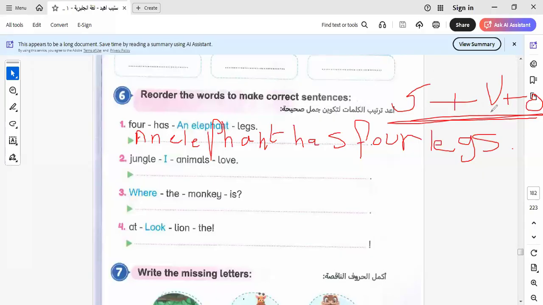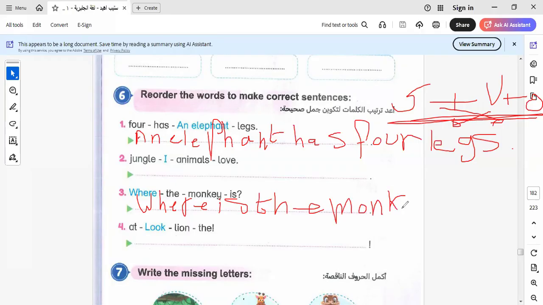This is a statement form. When we make a question, I put the verb before the subject, like this one. It will be: where is the monkey? And I put a question mark at the end of the sentence. Let's continue. Let's go to another one here.